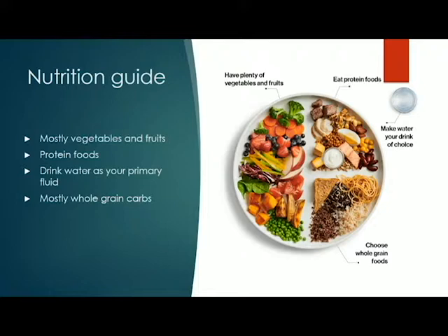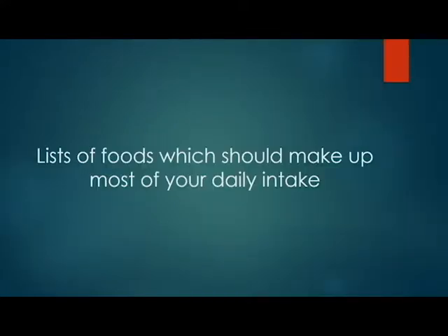And mostly whole grain carbohydrates we should be eating. So things that I discussed earlier, they should be whole grain. So if you're having bread, if you're having pasta, make sure they're whole grain. Even oats are a great source of whole grain, so maybe even including that into your breakfast. This is a good list of foods which should make up your daily intake. So again, from the Canadian Healthy Eating Guidelines.